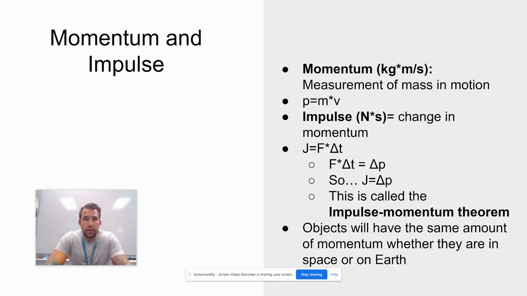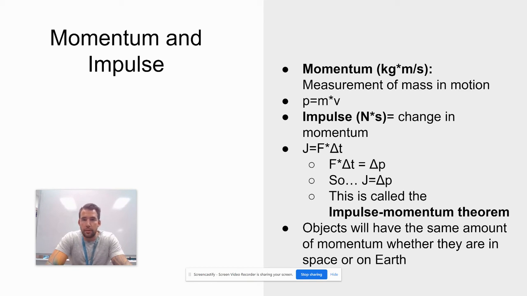Impulse is a little bit different. An impulse is going to get a little bit tricky, but it's mainly just the change in momentum. Impulse J equals force times change in time. Force times change in time also just equals our change in momentum. So we can say that impulse just equals change in momentum. This whole relationship is called the impulse momentum theorem.